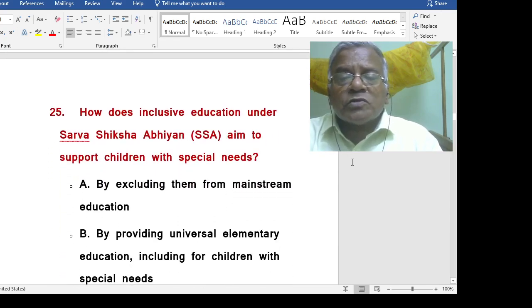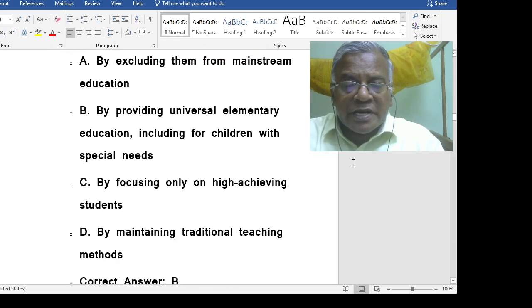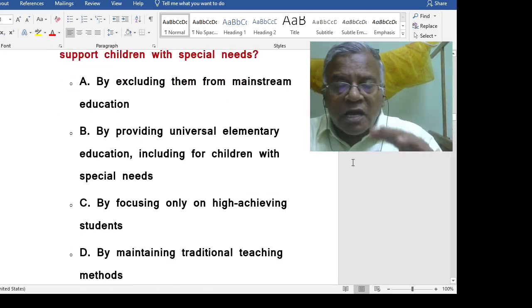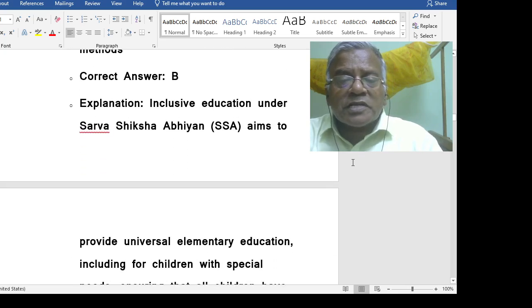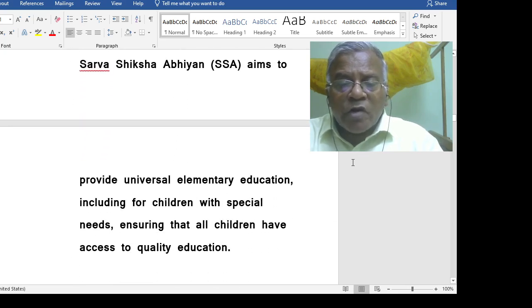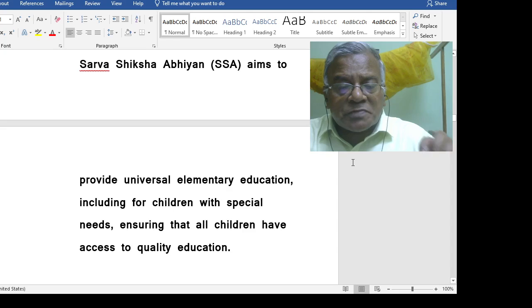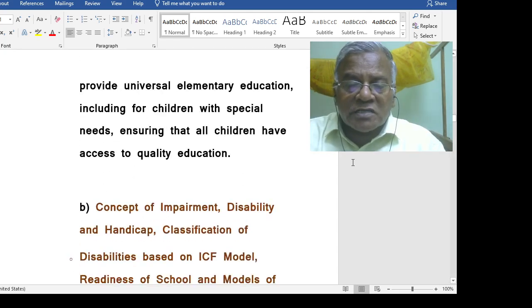How does inclusive education under Sarva Shiksha Abhiyan aim to support children with special needs? That is, by providing universal elementary education, including for children with special needs, ensuring that all children have access to quality education.